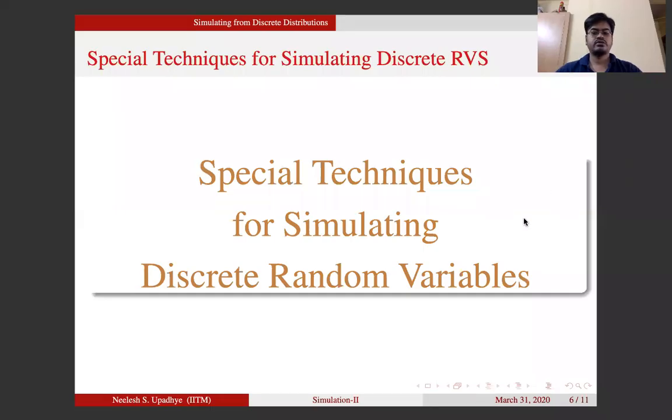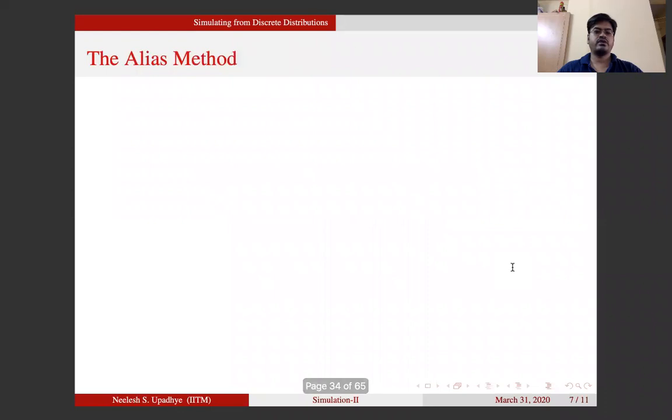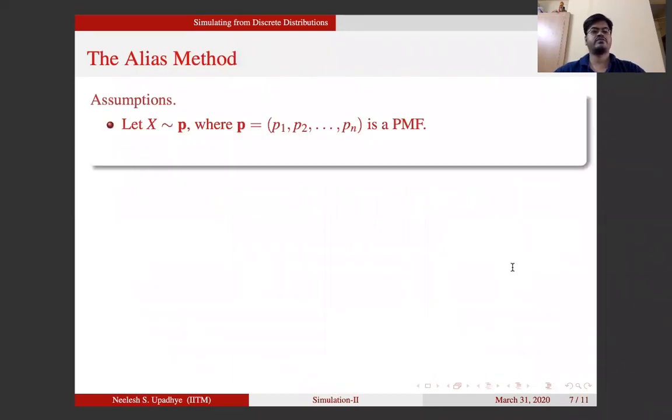Hello students, today we are going to see some special techniques for simulating discrete random variables. We will see only one technique, called the Alias method, for simulating discrete random variables with finite support. So let us go to the assumptions of this Alias method.